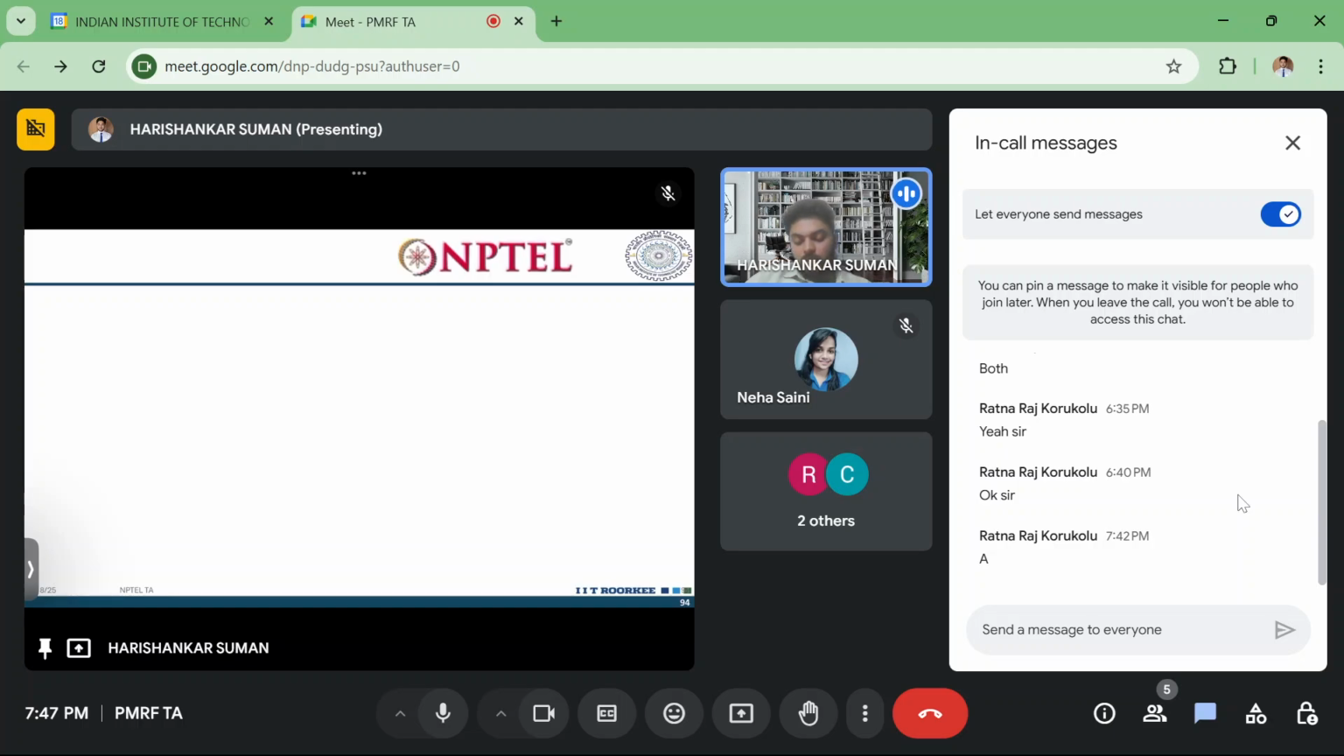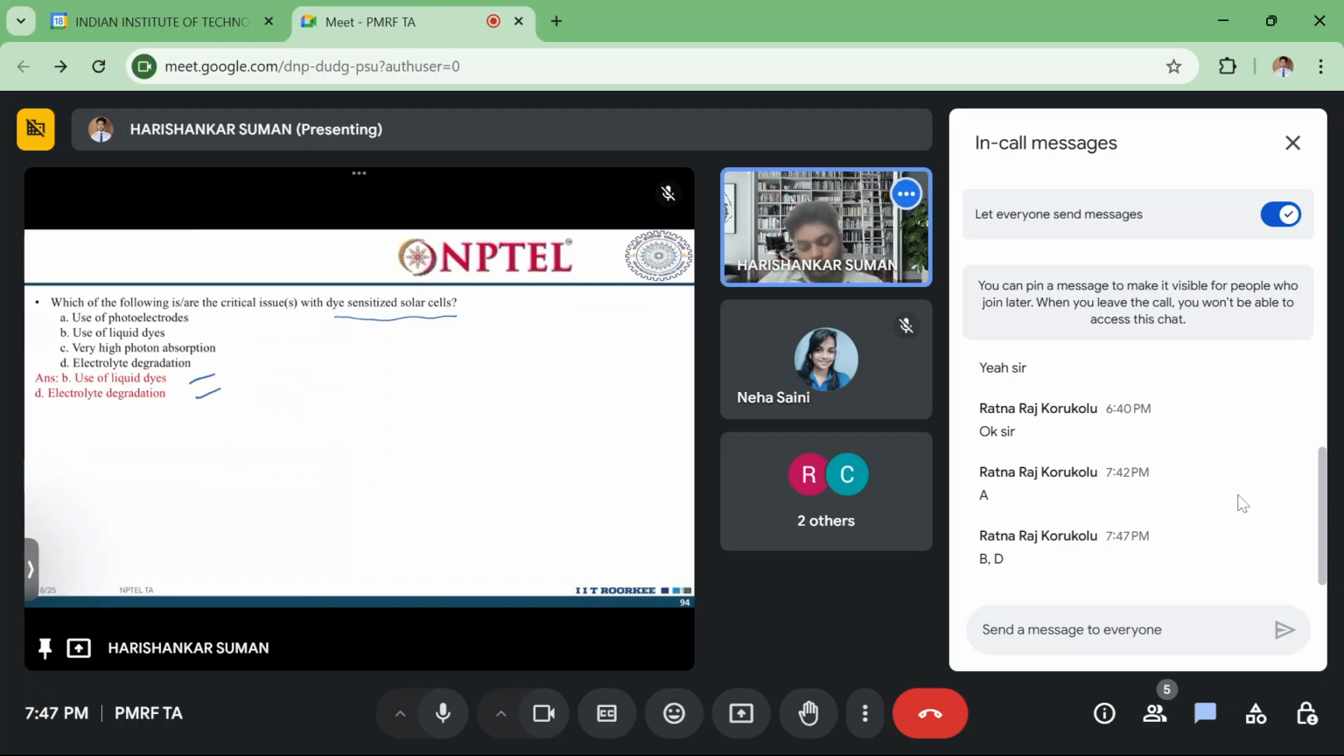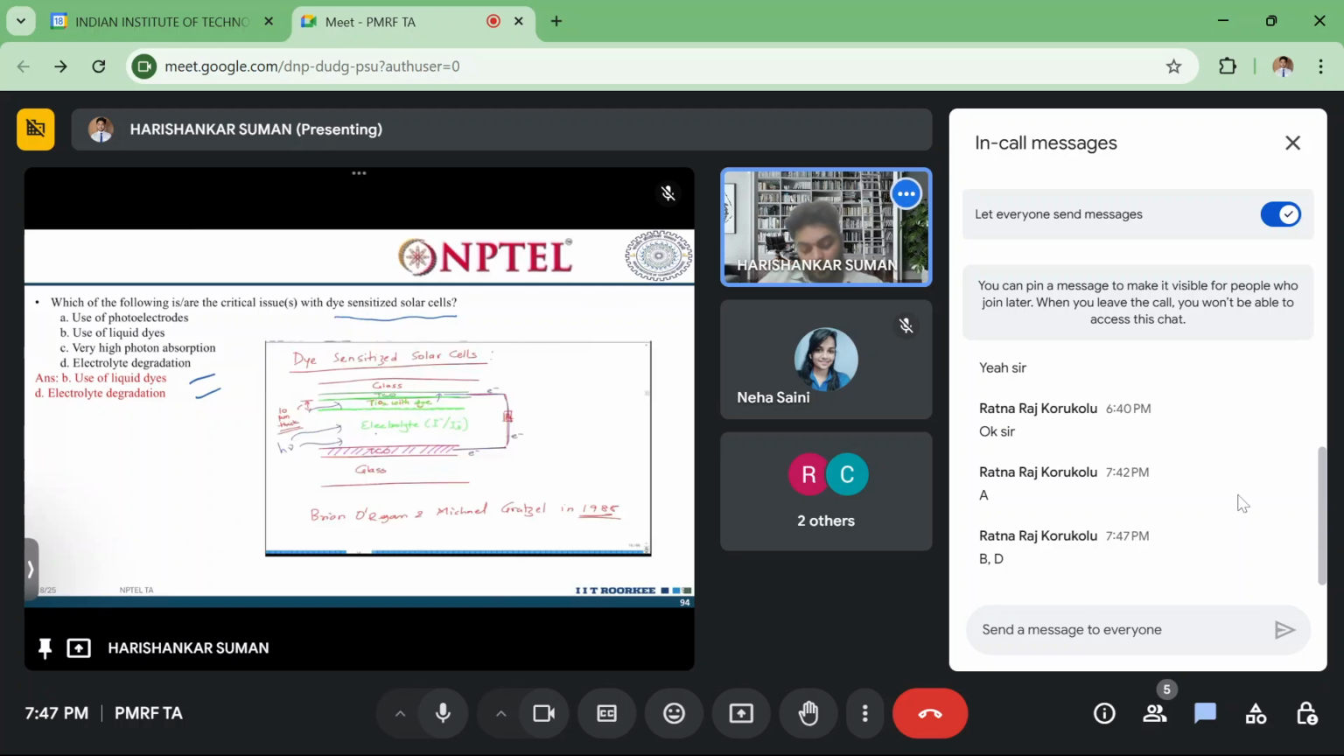Which of the following is the critical issue in dye sensitized solar cell, DSSC? Last time we have discussed this question. Please answer. Okay, you are right. Liquid leakage is the critical issue in electrolyte degradation. Electrolyte and liquid leakage.